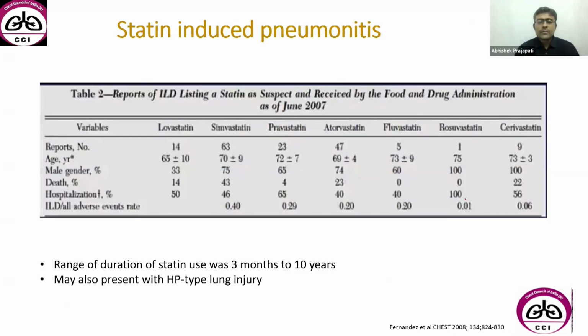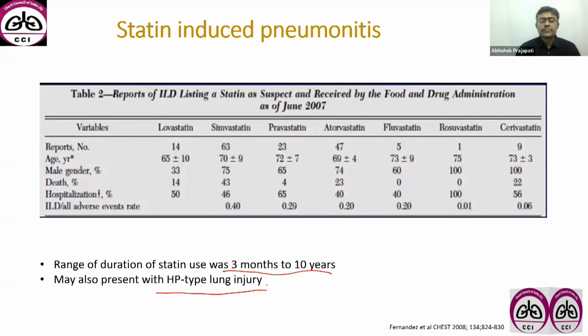In India, the most commonly used statin is not simvastatin. So we need to know whether atorvastatin or rosuvastatin causes the same pattern of lung injury or not. The range of duration for statin use was 3 months to 10 years, and it may present with an ILD type of lung injury.